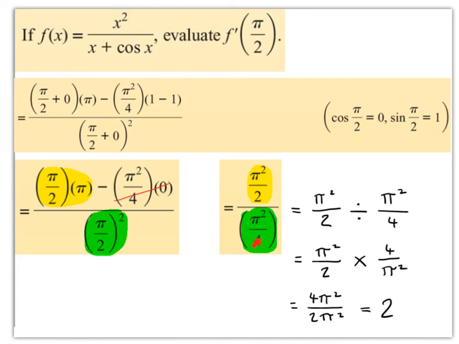So we square the top and the bottom. So pi squared over 2 divided by pi squared over 4 can be rewritten as pi squared over 2 divided by pi squared over 4. We change divide to multiply, turn our second fraction upside down to give us 4 over pi squared. Then we do top by top, bottom by bottom. So pi squared times 4 is 4 pi squared. 2 times pi squared is 2 pi squared. The pi's will cancel. And 4 divided by 2 is 2.